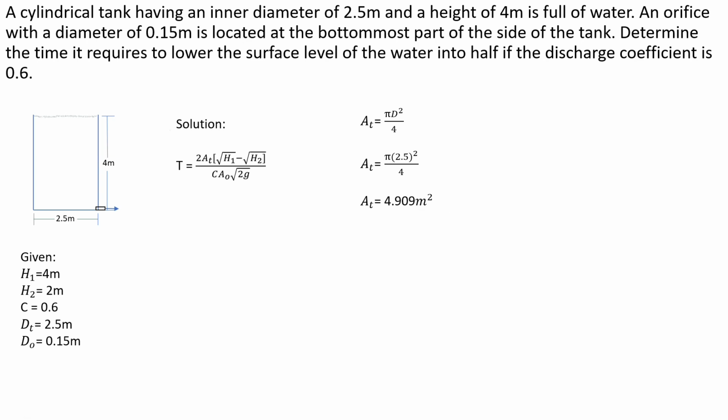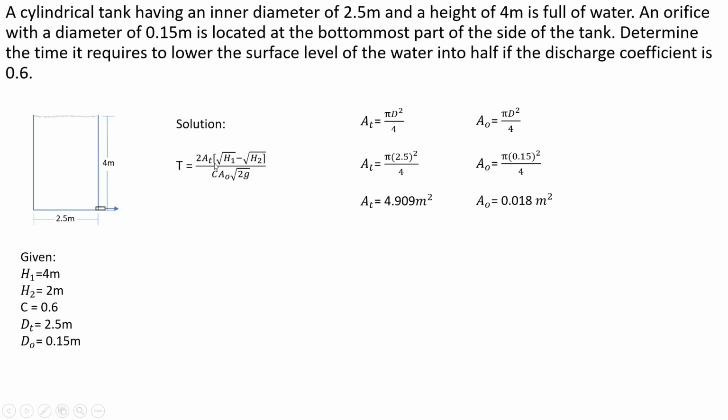And now we will solve the cross-sectional area of the orifice, which has a diameter of 0.15 meters. Simplifying this, we have the area of the orifice equal to 0.018 square meters.